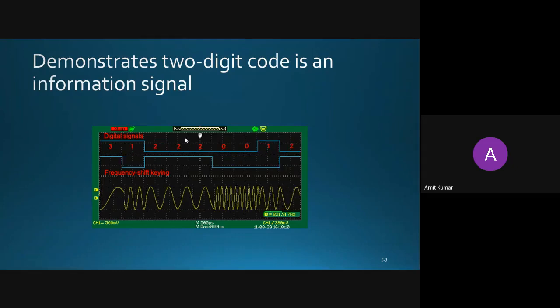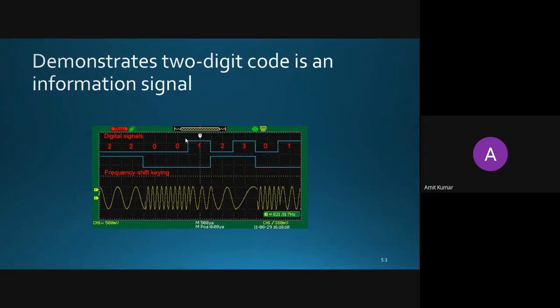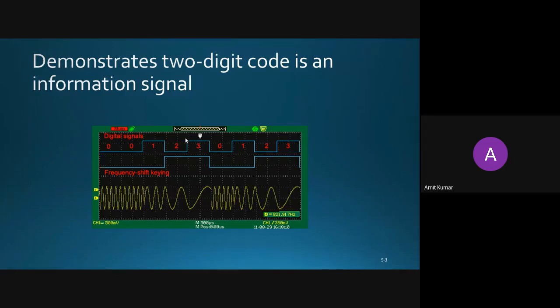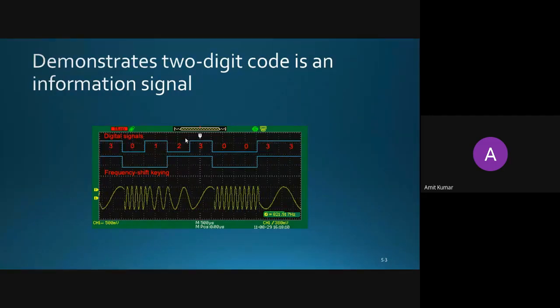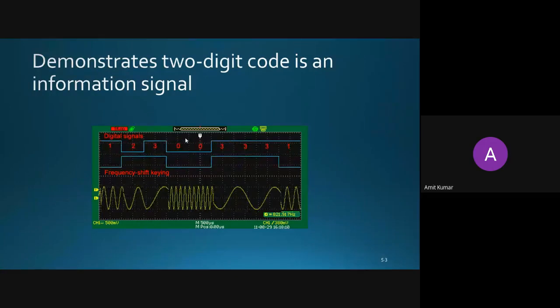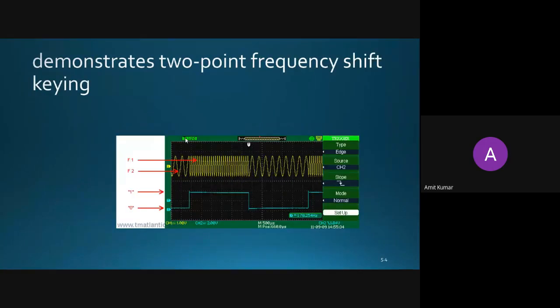Now, as your number is increasing from the 0, your frequency is also increasing. So just see it properly. If you are having any doubt, we will take your doubts and then we will move further. This is two-digit code, then we will see the one-digit code. So this is the figure for one-digit code.